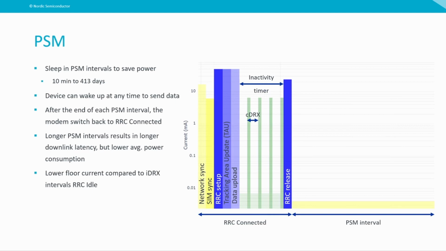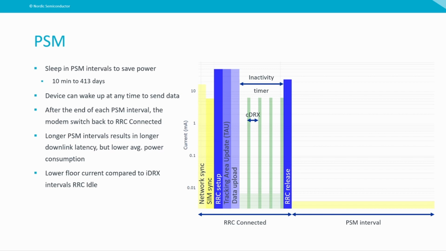The next mode is the power saving mode. On the right hand side here you can see we have the RC connected mode and the PSM mode. When you go into RC connected mode after a PSM interval, you have the network sync, and you also have the SIM sync. You have the RC setup, you have the tracking area update, and then you have your data upload. So you send your data, and then you go into this RC inactivity timer again. And when you get your RC release from the network, you go back to sleep.